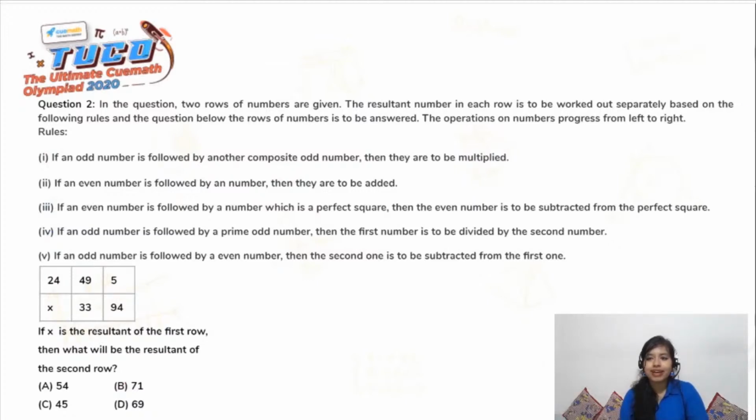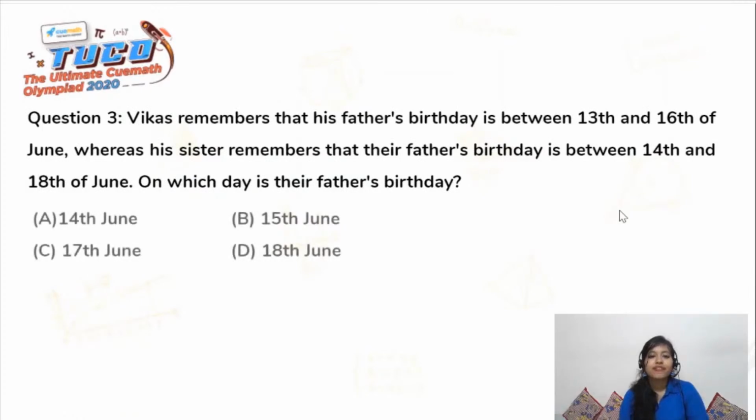So here goes our last question. Vikas remembers that his father's birthday is between 13th and 16th of June. So 13th is this and 16th is this. Whereas his sister remembers that their father's birthday is between 14th and 18th of June. On which day is their father's birthday?